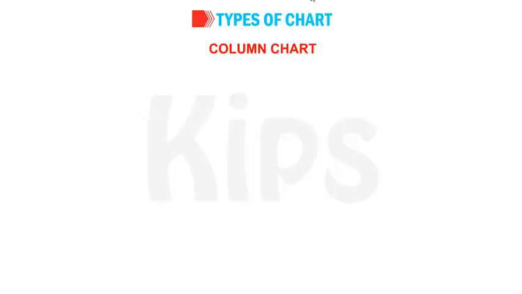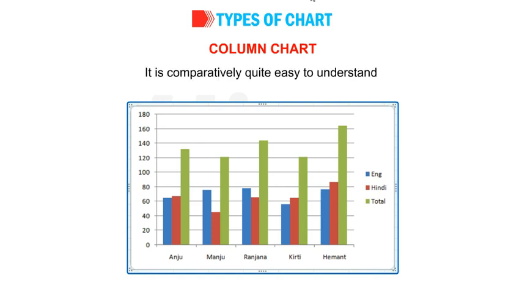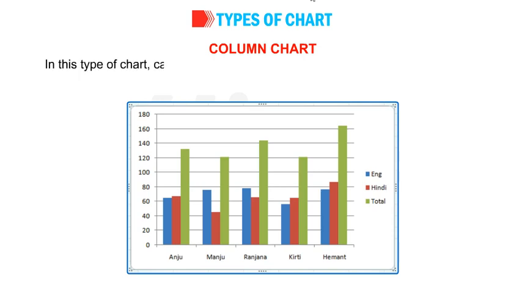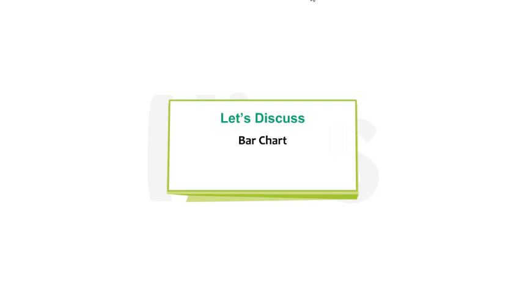Number 2. Column chart. This chart is used for displaying data that shows different trends over a period of time. It is the default chart type of MS Excel. It is comparatively quite easy to understand. In this type of chart, categories are organized horizontally and values vertically to emphasize the magnitude of change over a period of time. Let us take a discussion on bar chart versus column chart.